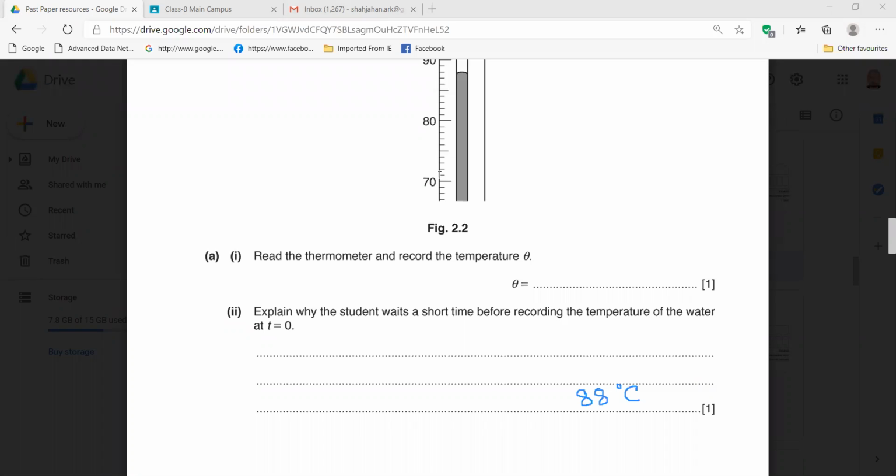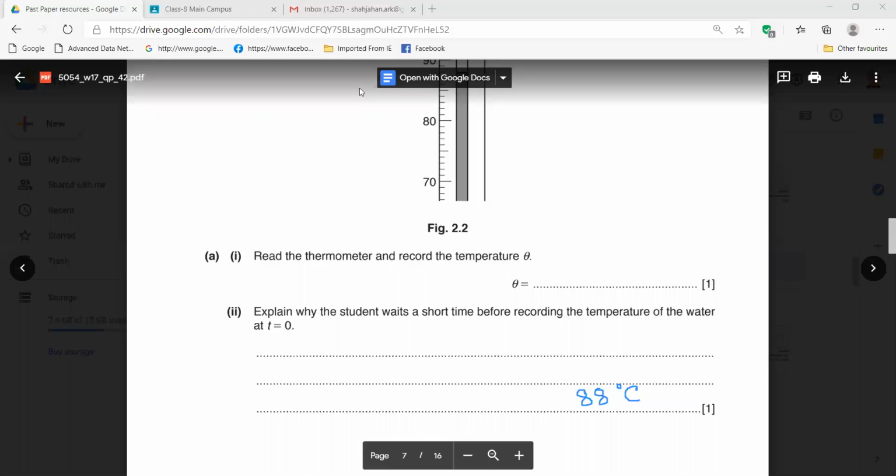It's because if he waits for a long time, there will be heat loss in the surrounding. Then we will not get an accurate temperature reading. Is that clear? So if you are taking the reading in a short time, then you will get an accurate reading, and there will be no heat lost in the surrounding. So write this: to get accurate reading of temperature so that no heat is lost in the surrounding.